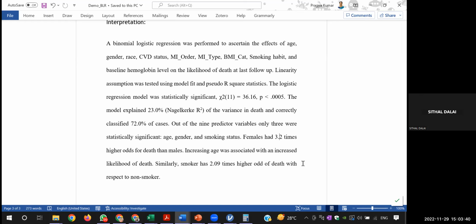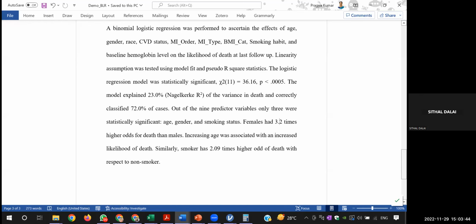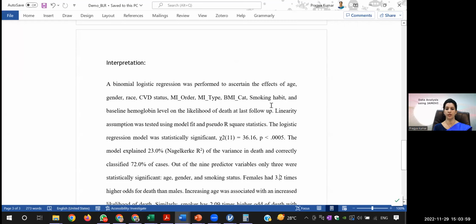The females had 3.2 times higher odds of death than males. Increasing age was associated with an increased likelihood of death. Similarly, the smoker has 2.09 times higher odds of death with respect to the non-smoker. So this is how you write the interpretation.